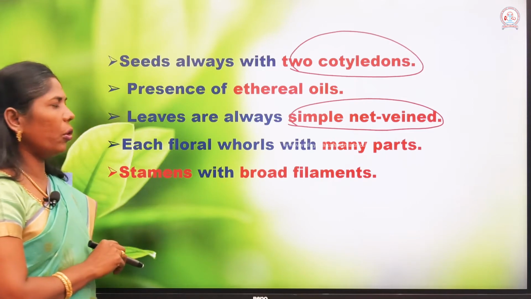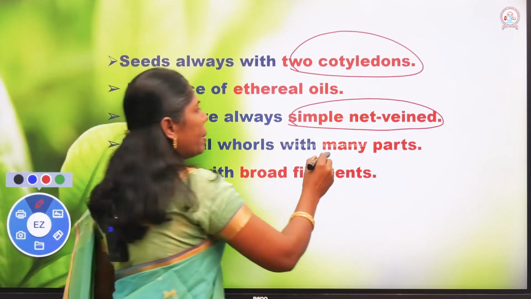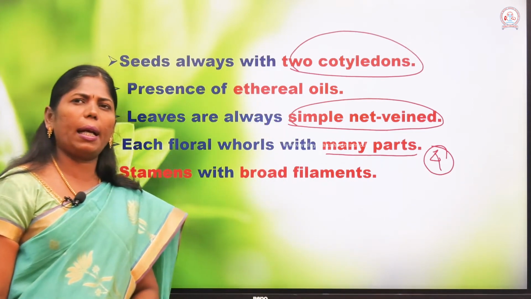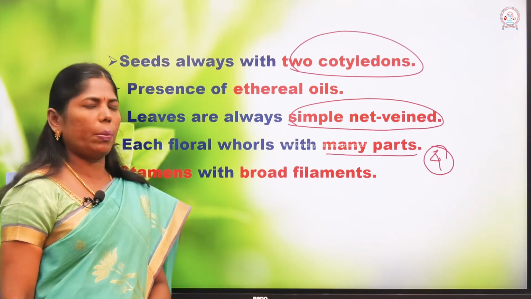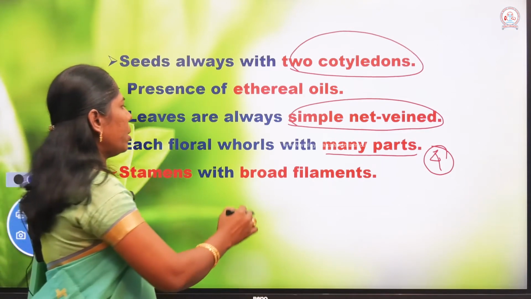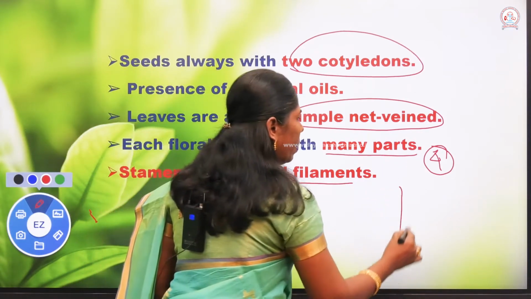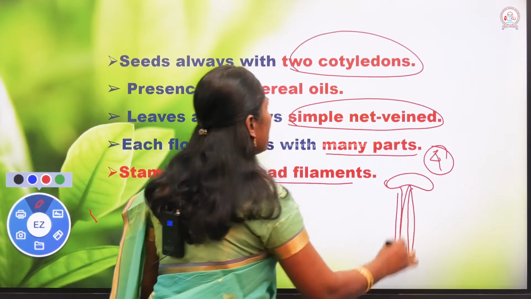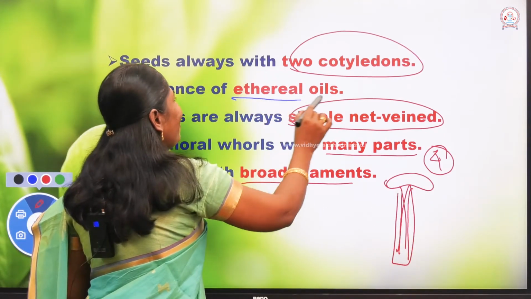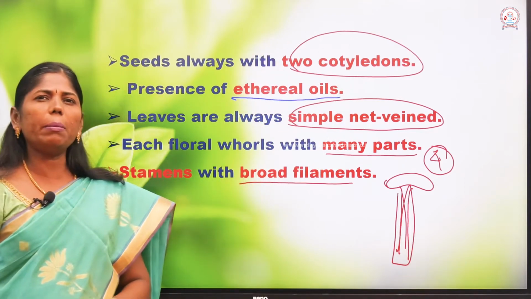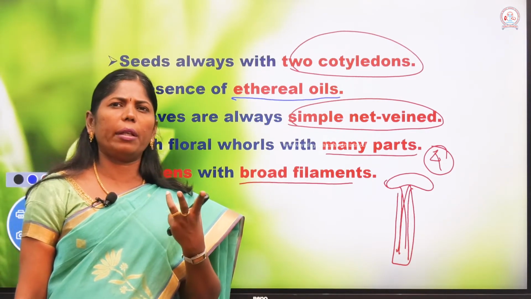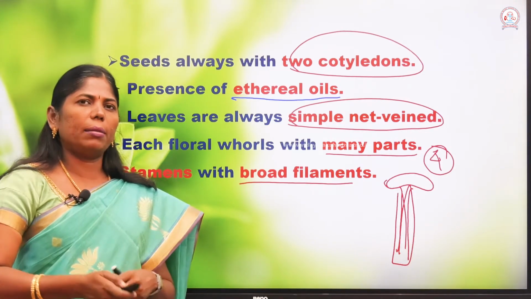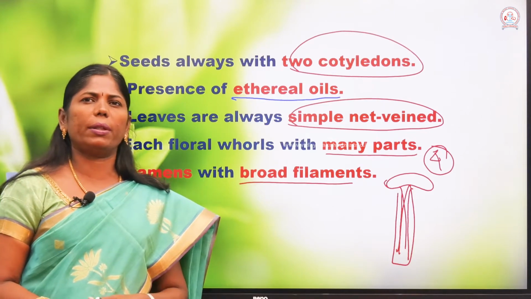Each floral whorl has many parts, it has 4 parts: calyx, corolla, androecium, gynoecium. Stamens have broad filaments. Next, ethereal oils, which are aromatic oils, are abundant here, oils with a good smell, fragrance oils.